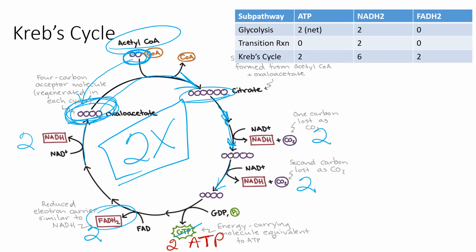So double checking back to our chart, we've made 2 ATP during glycolysis, 2 NADH2s during glycolysis, and no FADH2s. In the transition reaction, all we have made is NADH2, and in the Krebs cycle, we have made 2 ATP, 6 NADH2, and 2 FADH2. Now, so far, all of the ATP that we've made in glycolysis and the Krebs cycle, these were made by something called substrate level phosphorylation.